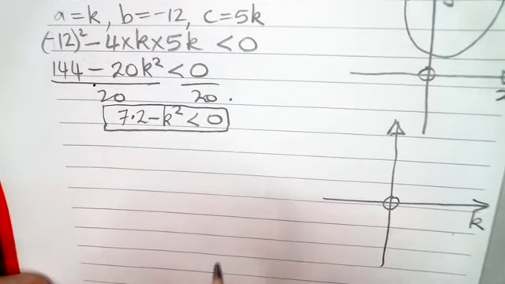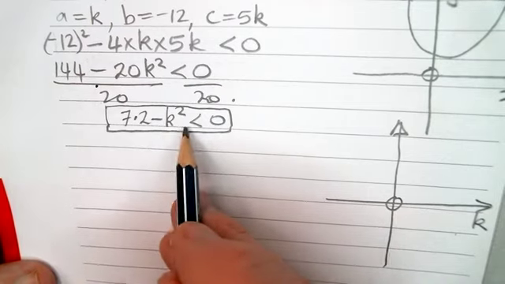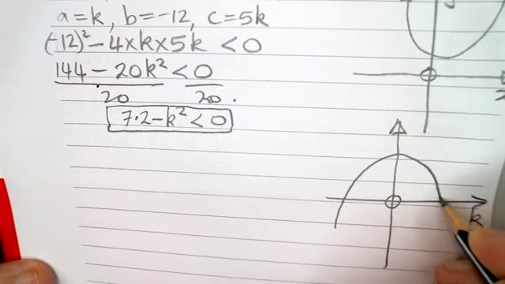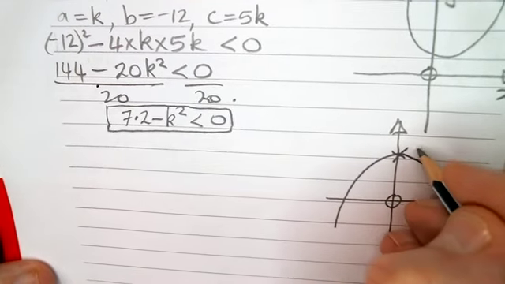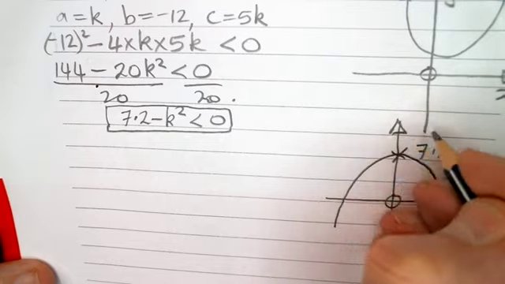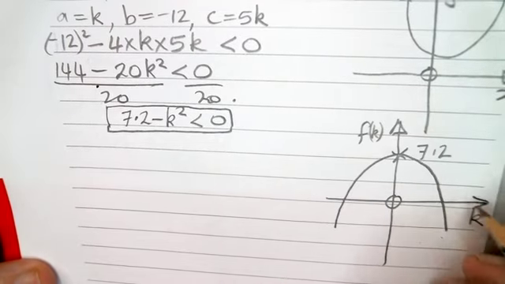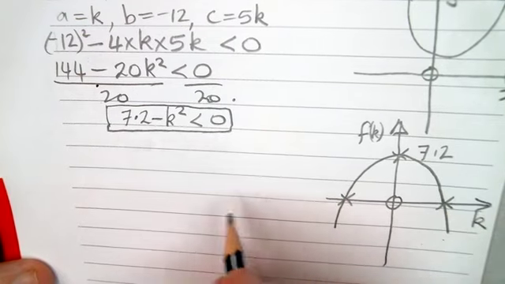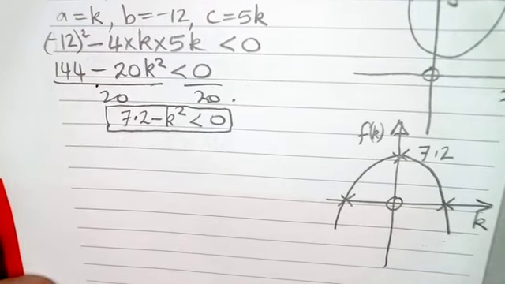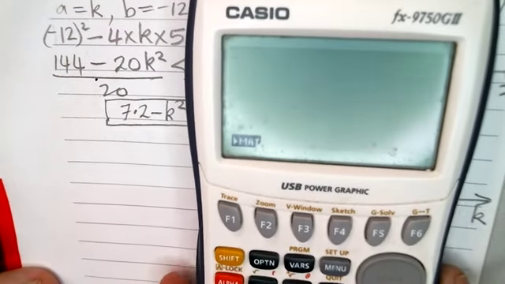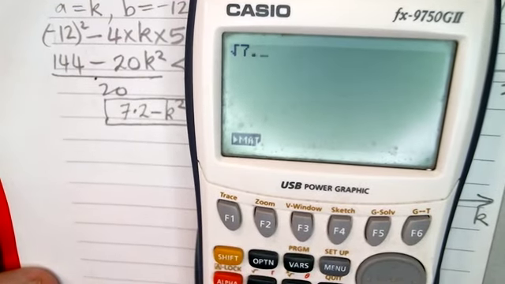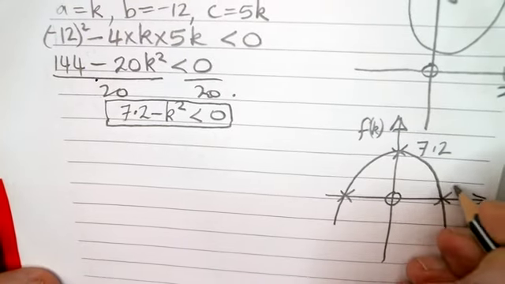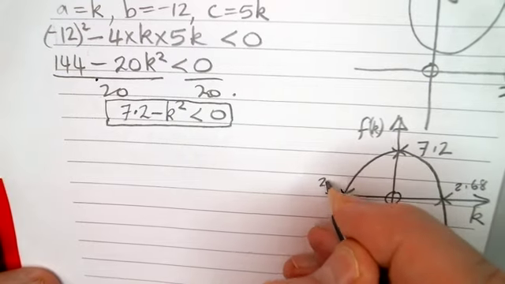But just so you know, right now, if we were to draw this up, this thing here would look like this. And the value here is 7.2. This, by the way, is f of k, and this is our k-axis. These points here are going to be the square roots, plus or minus, of 7.2. So let's have a look what that would be. The square root of 7.2 is 2.68. So this is going to be 2.68.